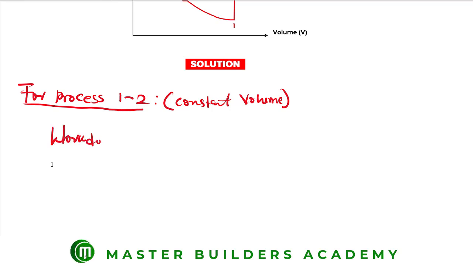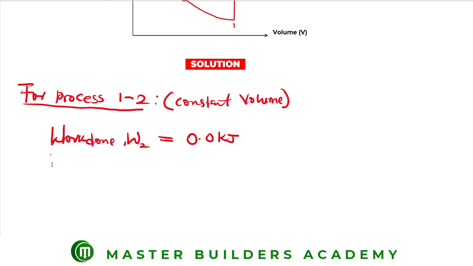Work done, W from 1 to 2, which we can call W1 as the case may be, is equal to 0.0. You can put it in kilojoules. Why? This is because at constant volume, work done is equal to 0. Don't forget this. When volume is constant, work done is equal to 0.